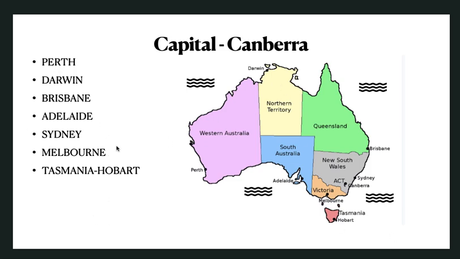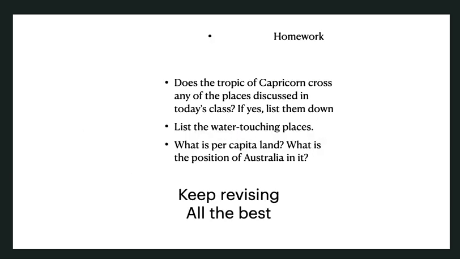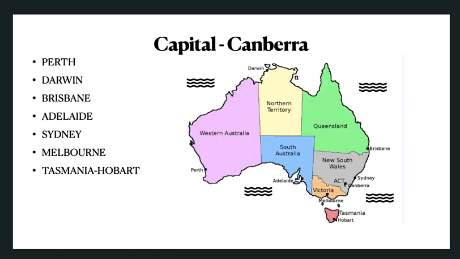Do a little bit of 5 minutes of googling. Googling is enough, and you'll end up with your answers. And what is per capita land, and what is the position of Australia in it. To do this homework, 5 to 10 minutes of Google search is enough. Don't take more than that because they are very small questions, and all these questions will be discussed tomorrow again in the class, and we'll do an active recall again.